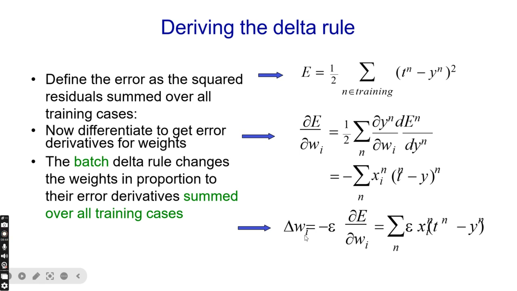Now the weight change del Wi is equal to minus epsilon of dou E by dou Wi. Now you find the equation and apply it here. Already minus is there, and once again one minus, it will give a positive value. Then summation of epsilon of xi power n into t power n, the targeted output, minus y power n, the current output. So this is the delta rule.